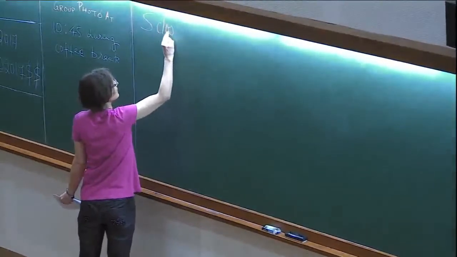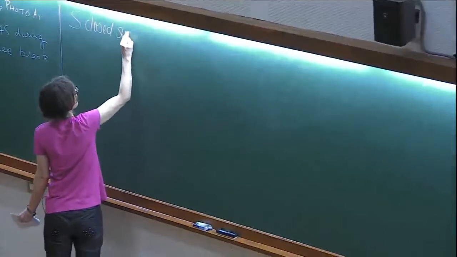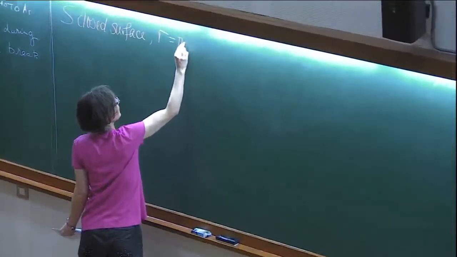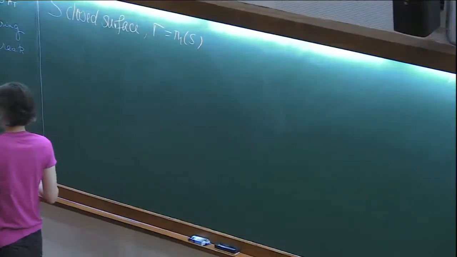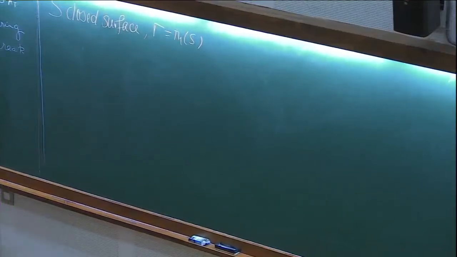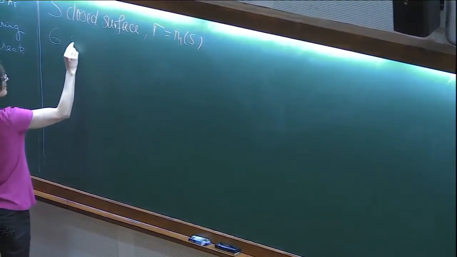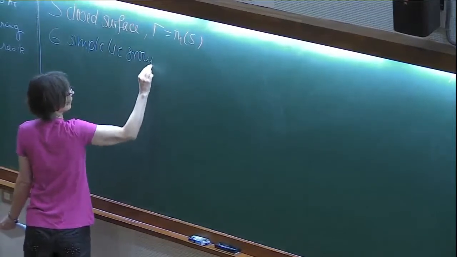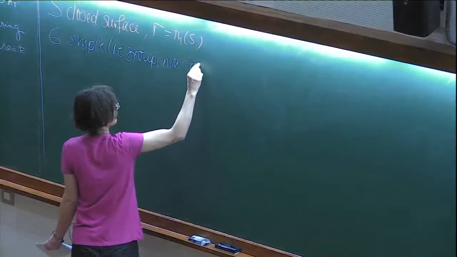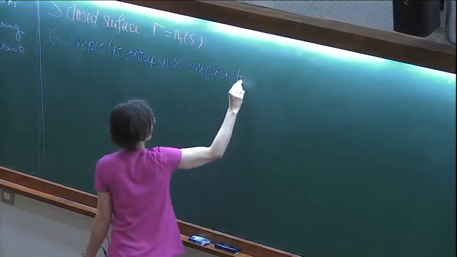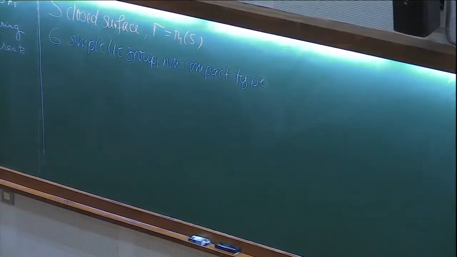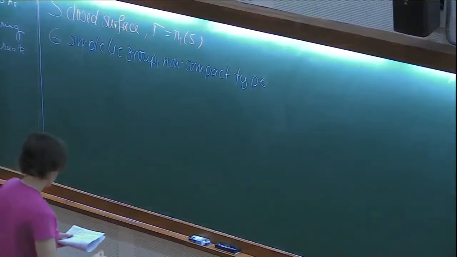Let S be a closed surface. And then we know that there's a fundamental group gamma equal to pi_1(S). And so I'm interested, as all the other speakers here, in representations into G, a simple Lie group of non-compact type. And I will, in this talk in particular, not be interested in rank 1 Lie groups. I will be interested in higher rank Lie groups.